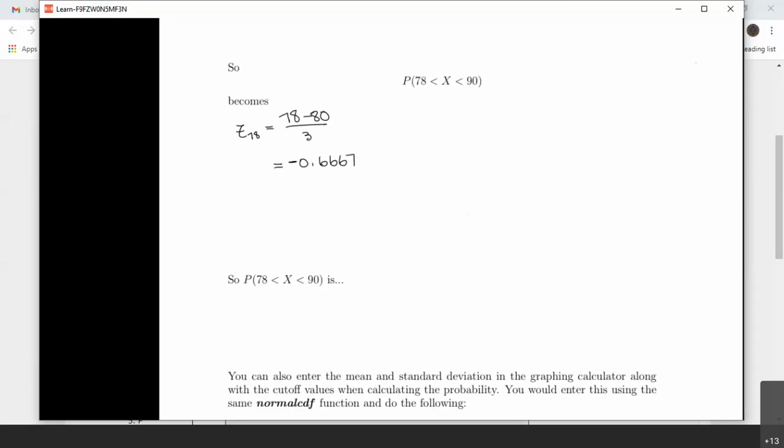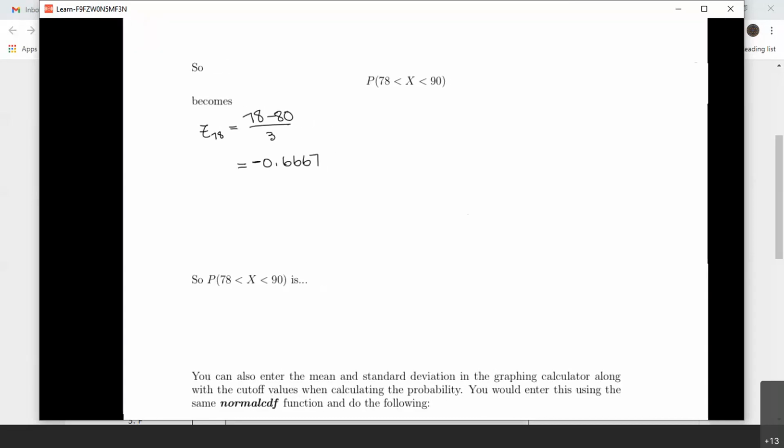And it has a z-score of negative 0.667. If I want to find the z-score of the upper one, which is 90, that'd be 90 minus 80. This is an above the mean z-score, divided by 3. And that gives you a z-value of 3.333. Okay? So basically, you would convert this to be for standard normal.